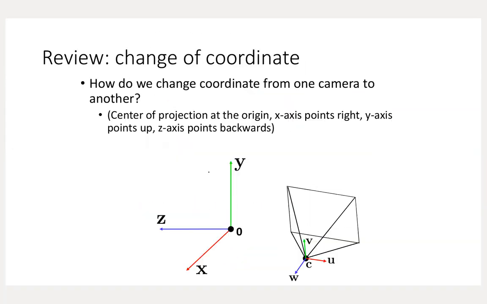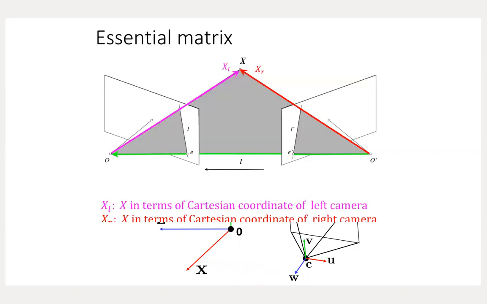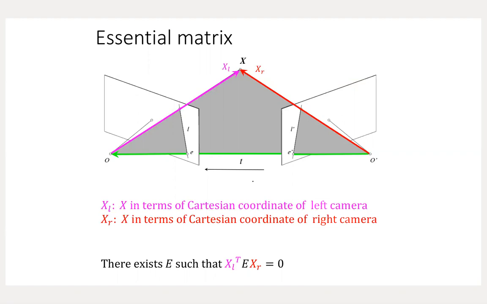And so we talked about this last time. If we have two coordinate systems, let's say left and right, and I want to move the right one to the left one, what we can do is first do a translation.